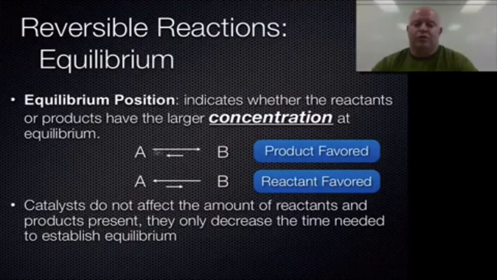Notice how we make this arrow really long, and we make this arrow really long going the other direction. So we use arrows that give us a visual. If you use a long arrow that's pointing towards the products, that means it's product favored. If you use a long arrow pointing towards the reactants, that means it's reactant favored. But anytime you see a double-headed arrow, it means you can have an equilibrium. So we use that double-headed arrow as an equilibrium indicator in our chemical reactions.